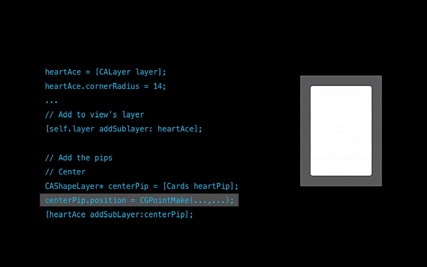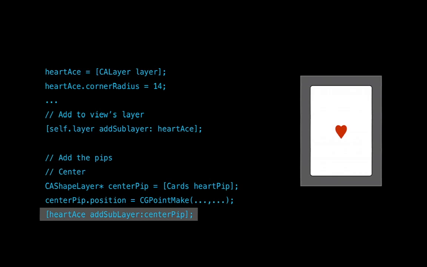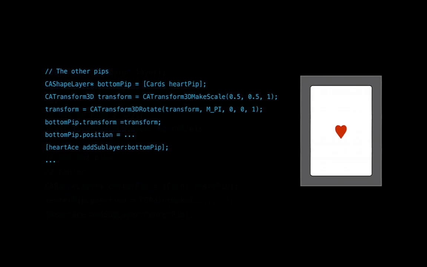And then I position it in the center. I just elided that, but that's really just the center of the card. And when you add that as a sublayer of the heart layer, which in turn is a sublayer of the view's layer, it shows up in the middle of the screen. Now, what about the index pips? I'll just do one of them.